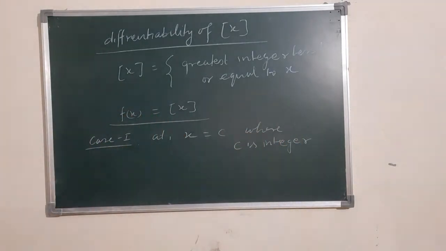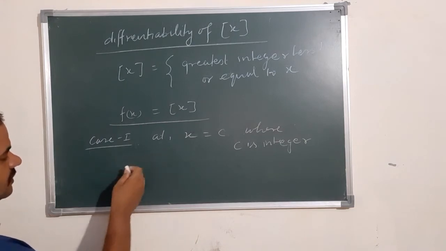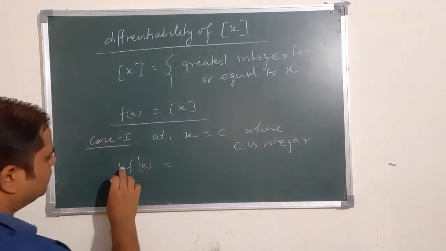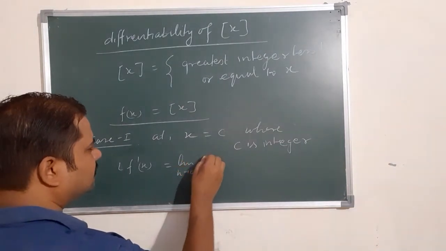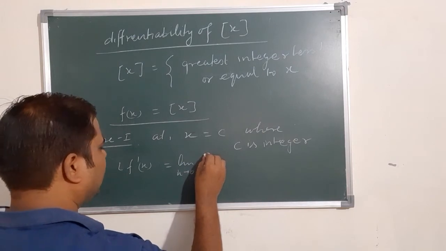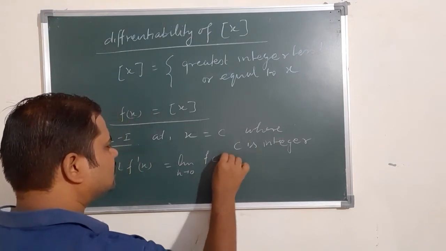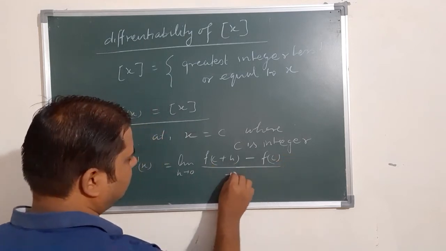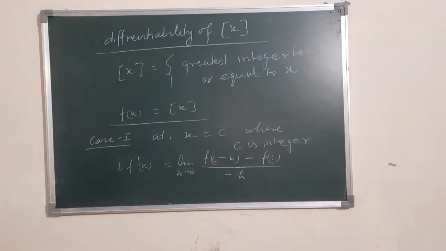Where c is an integer. Remember, c is an integer. So for differentiability, if you find the left-hand derivative, Lf'(c), this is the limit as h tends to 0 of f(c minus h) minus f(c), divided by minus h.